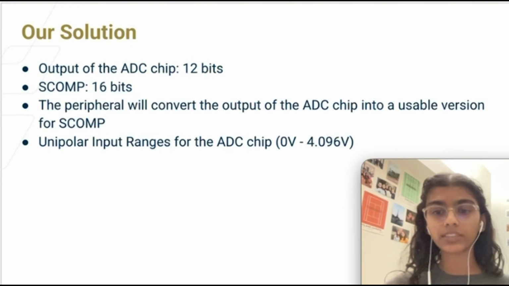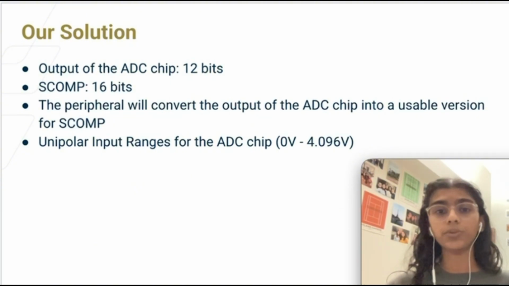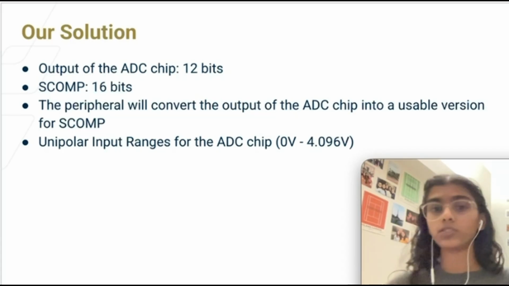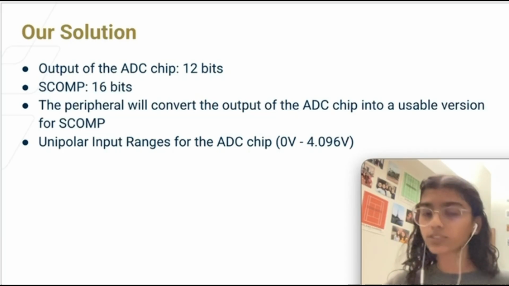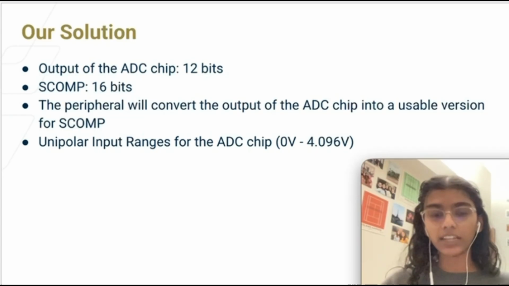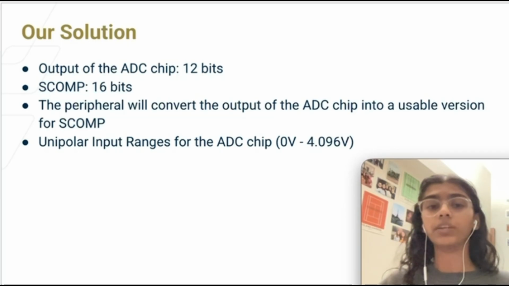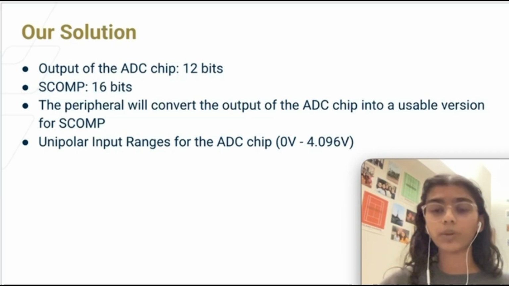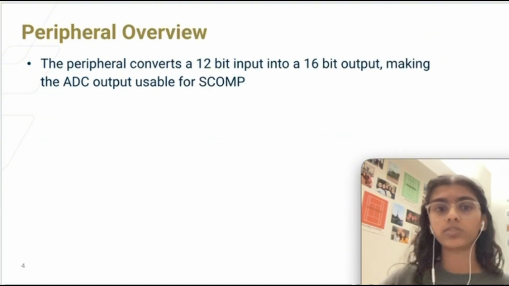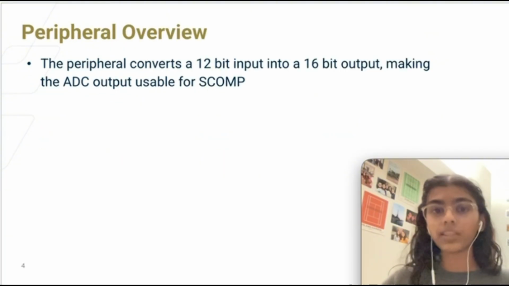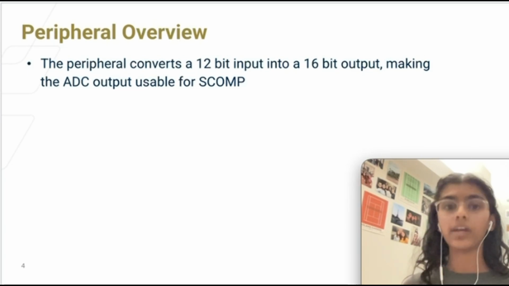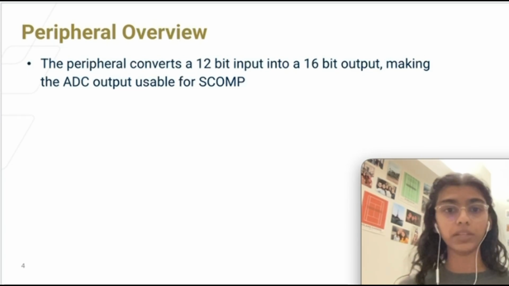Our solution to this design problem was to convert the output of the ADC chip, which is 12 bits, into a usable version for SCOMP, which is 16 bits. We also decided to focus on the unipolar input ranges, or only the positive input ranges for the ADC chip, which range from 0 volts to 4.096 volts. So our peripheral converts that 12-bit output, which serves as an input into the peripheral, into a 16-bit output, making the ADC output usable for SCOMP.